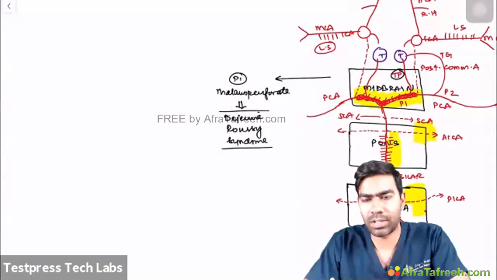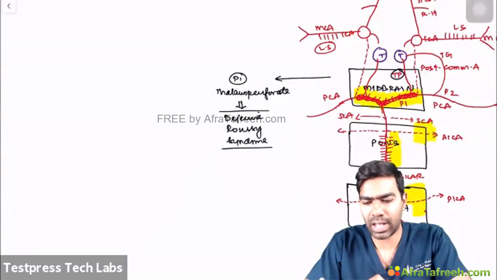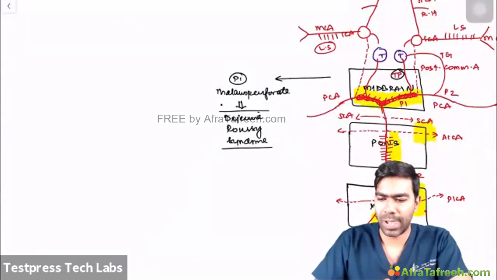Is vision abnormality present in P2 syndrome? Yes, vision abnormality can be present in your MCA territory infarct also. In posterior cerebral artery infarction, if vision abnormality is present, it is very likely to be a P2 syndrome only. Yes, this is what we refer to as thalamoperforate artery occlusion, called Dejerine-Roussy syndrome.